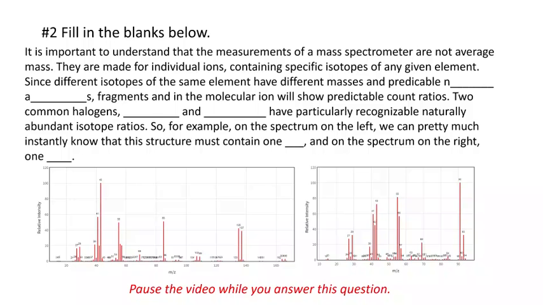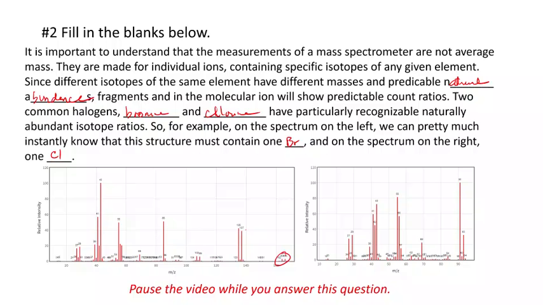Okay. It is important to understand that the measurements of a mass spectrometer are not average mass. They are made for individual ions containing specific isotopes of any given element. Since different isotopes of the same element have different masses and predictable natural abundances, fragments and the molecular ion will show predictable count ratios. Two common halogens, bromine and chlorine, have particularly recognizable naturally abundant isotope ratios. So, for example, on the spectrum on the left, we can pretty much instantly know that this structure must contain 1 Br, and on the spectrum on the right, 1 Cl.